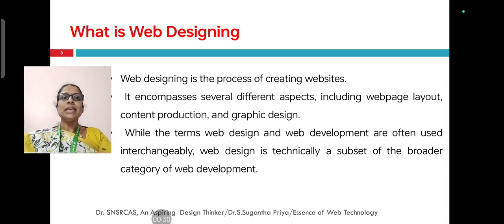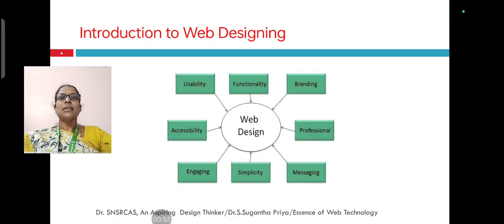So, web designing is a process of creating websites in a more effective manner. Mainly, it consists of different aspects, which include web page layout, content production, and graphic design. While the terms web design and web development are mostly interchangeable, web design is technically a subset of the broader category of web development. At the center is web design and its surroundings are the 8 important aspects. We will discuss this one by one.